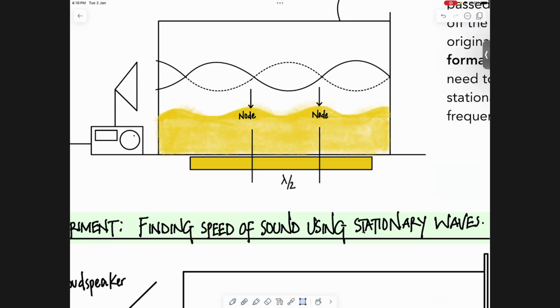Is that the wavelength of your stationary wave, or is it the wavelength of the waves that make the stationary wave? Do you understand my question? You can take a node to node of this, right? And that is lambda by 2. This lambda here, is it the wavelength of the stationary wave, or is it the wavelength of the waves that make the stationary wave?